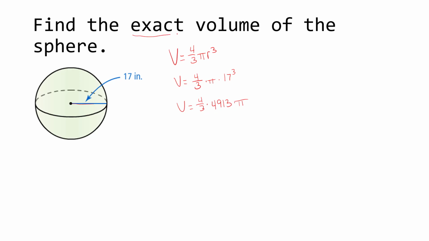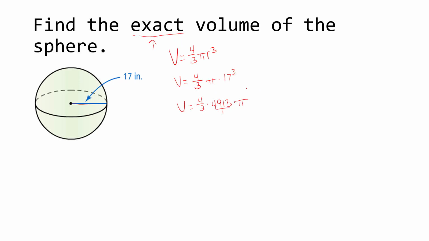Especially not if I want an exact solution, because the moment that I estimate or approximate or truncate anything to do with the 4/3 and the 4913, I'm ceasing to have an exact answer. So what do we do?